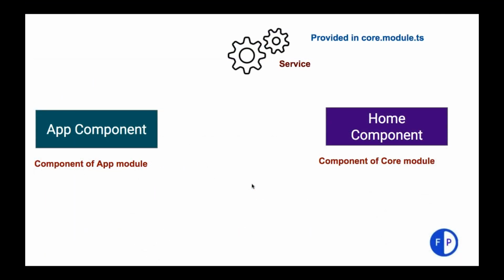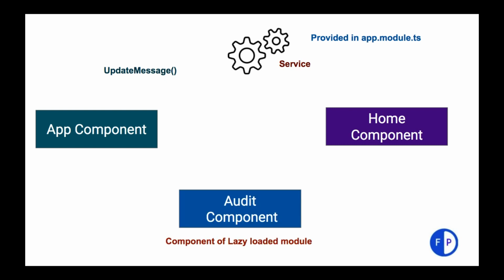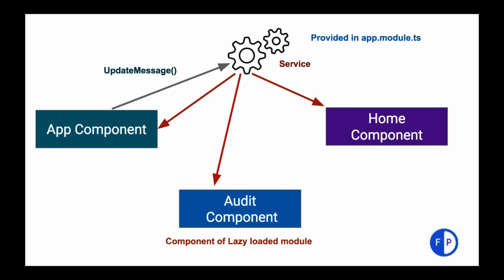Okay, before we jump into the last part, which is the component level, let's do a quick recap. If we provide a service in app module, it will be available for the core module as well, because core module is not a lazy loaded module. Even if we introduce a lazy loaded module, the scope will extend to the lazy loaded module as well.